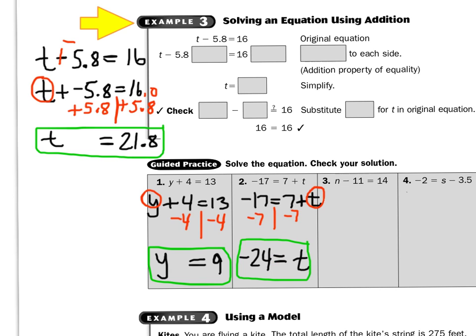And then a positive 7 plus a negative 7 destroyed each other. So cross them out, they became 0. And then let the t slide straight down. So you have negative 24 equals t, which is the same whether you read it forward or backwards. You could also read it as t equals negative 24, and you're done.